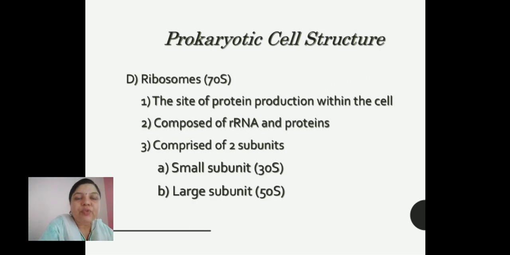So these 30S and 50S subunits come together to form the complete 70S type of ribosome.